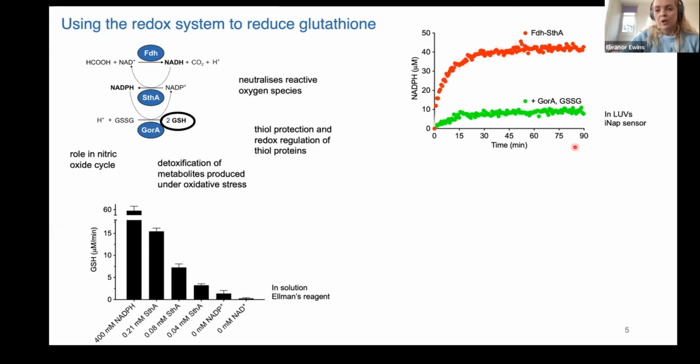And we could also put this reaction into LUVs, and what we see with the sensor that I showed before is the formation of NADPH. So in the absence of this part of the pathway, we have this formation of the NADPH, and then when we include the GOR and the glutathione disulfide, what we see is that the electrons are directly shuttled to reduce glutathione, so we do not have this formation of NADPH that's shown here. So this is why this line is flat.